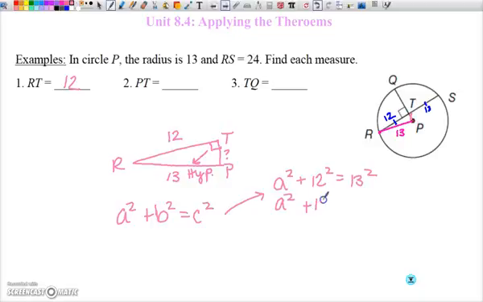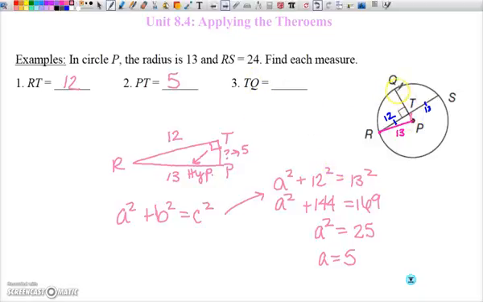So a squared plus 144 equals 169. Subtract 144 from both sides to get a squared is 25. Take the square root of both sides, and a is 5. And a represents our little question mark here, so PT is 5. Now we're looking for TQ.